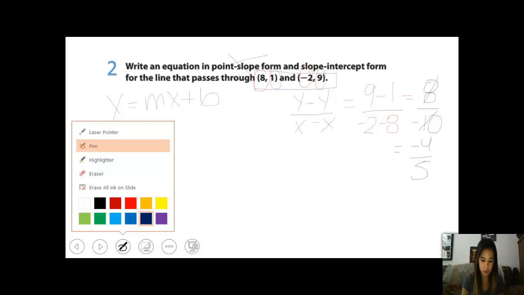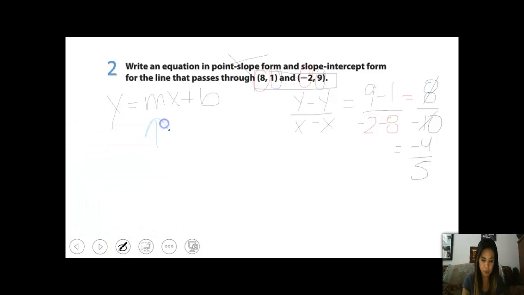We found slope. Slope was -4/5. Instead of x, I'm going to choose any point. I can choose whichever point that I like. I'm going to go ahead and choose this first point, though I could have used the other point if I wanted to. So instead of x, I'm going to plug in an 8, and instead of a y, I'm going to plug in a 1. So what would that look like? 1 is equal to -4/5 times 8 plus b.